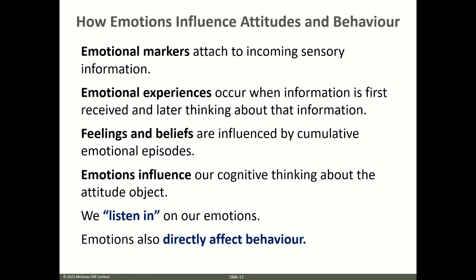Feelings and beliefs are influenced by the cumulative effect of emotional episodes, meaning emotional events. One event, a second event, third, fourth, a number of events that accumulate. The total of all these is converted into feelings and beliefs. Emotions influence our cognitive thinking about the attitude object. We listen to our emotions, and emotions also directly affect behavior. So we were talking about emotional intelligence. And emotions, no doubt, directly affect our behavior.